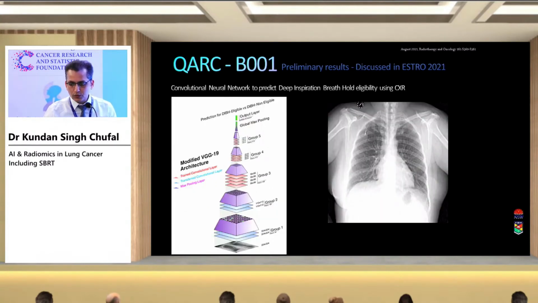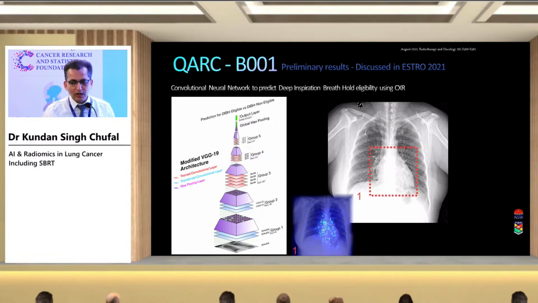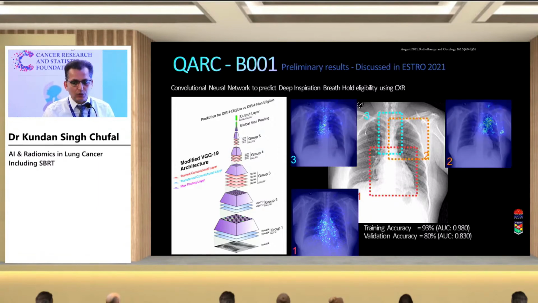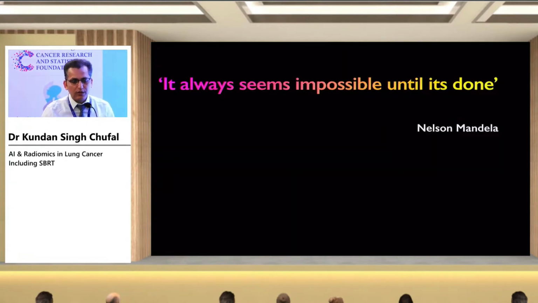So this was again a very novel approach where we try to predict the suitability for DIBH using an AI algorithm. We subjected the X-ray images to an algorithm, and again we back projected the weights, which could define the suitability for DIBH, and it was actually addressing the adequate area. It was not going to any random area and defining whether the patient will be suitable for DIBH or not. It has a training accuracy of 93% and validation accuracy of 80%. So it always seems impossible until it's done.